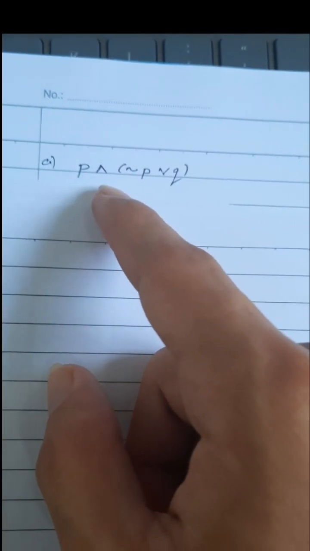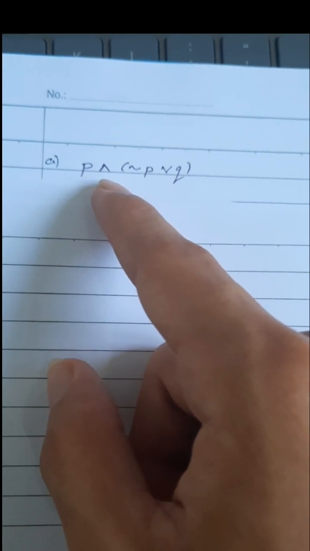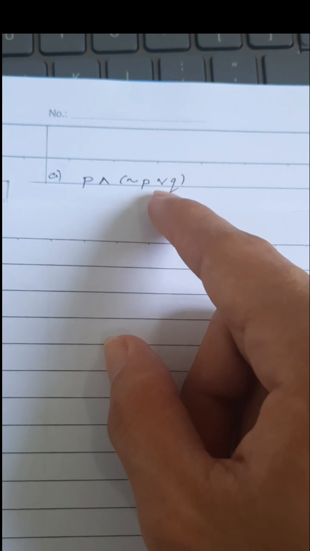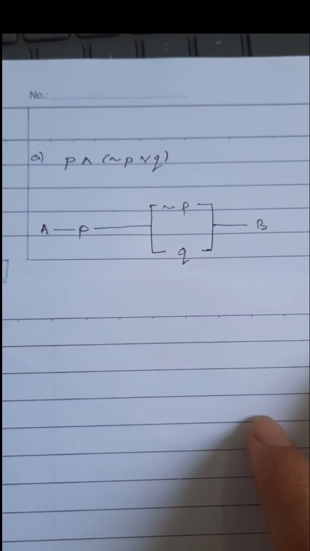Here's the logic expression. As you can see, it's P and not P or Q. This symbol is what we call conjunction, and this symbol is what we call disjunction. Whenever in a logic circuit we encounter the conjunction symbol, it means that the logic circuit is a series circuit. And whenever we encounter the disjunction symbol, it means that the logic circuit will be a parallel circuit. So here's the logic circuit that I've drawn.